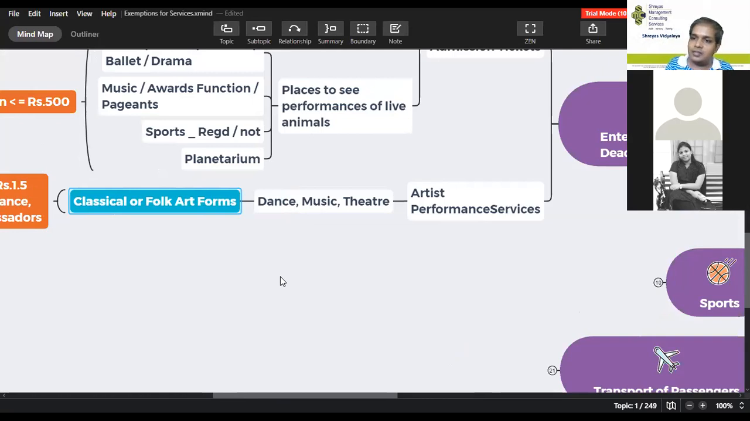So what is this, classical or folk? Sir, whether AR Rahman music, put in your chat box. Do you think it comes under classical music? Is it classical music? AR Rahman music, Ilayaraja music. Is it classical music? No. Okay. Perfect. Correct.